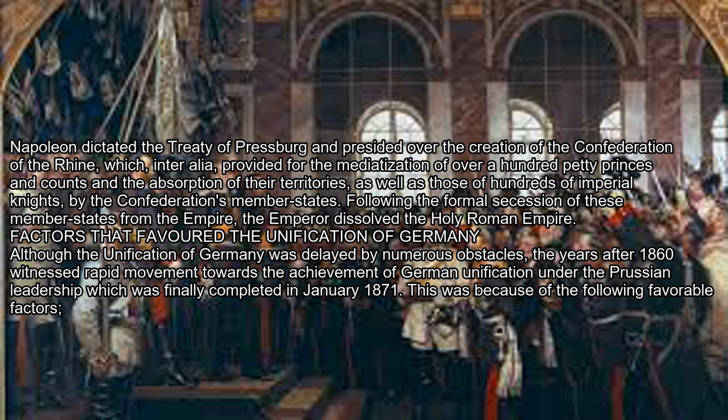Factors that favored the unification of Germany. Although the unification of Germany was delayed by numerous obstacles, the years after 1860 witnessed rapid movement towards the achievement of German unification under the Prussian leadership, which was finally completed in January 1871. This was because of the following favourable factors.